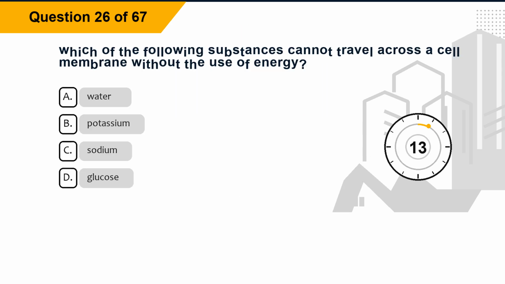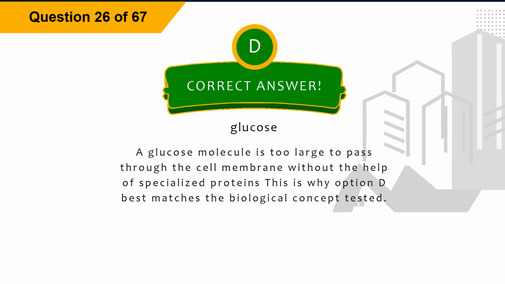Question 26. Which of the following substances cannot travel across a cell membrane without the use of energy? Option A, water. Option B, potassium. Option C, sodium. Option D, glucose. The correct answer is option D, glucose. Explanation. A glucose molecule is too large to pass through the cell membrane without the help of specialized proteins. This is why option D best matches the biological concept tested.